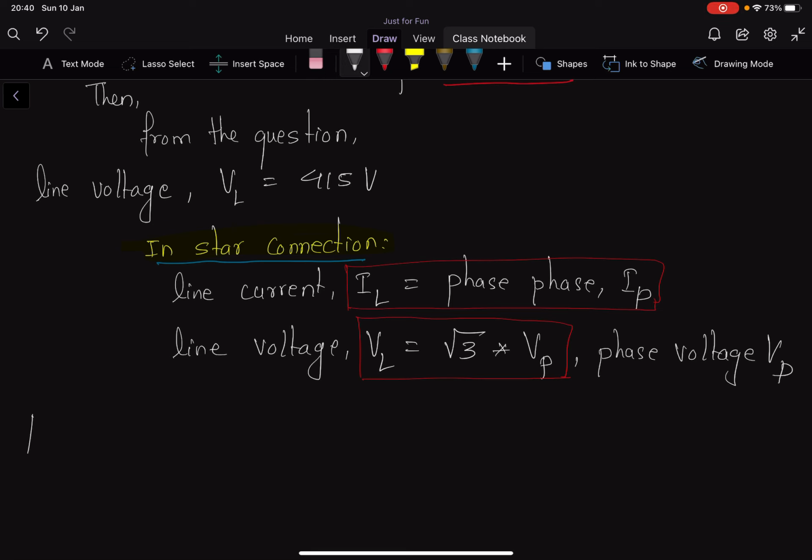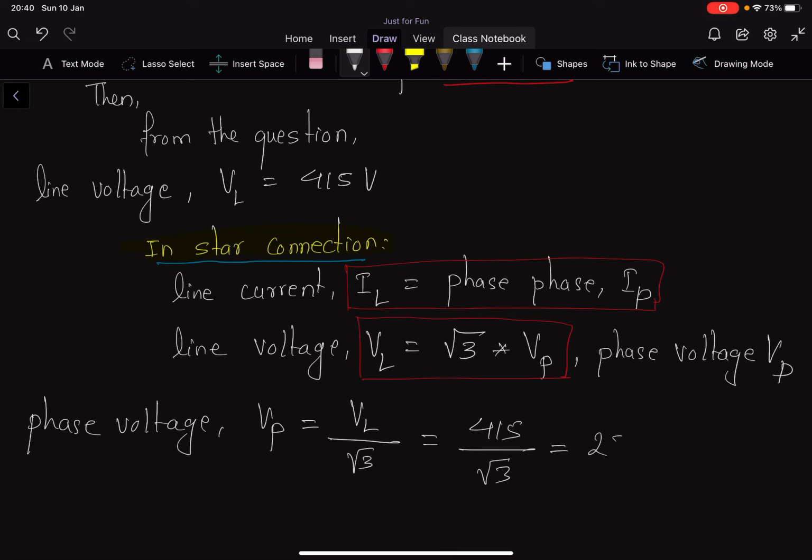So the phase voltage, which is VP, is going to be VL divided by root 3. So let's find that, which is our 415 divided by root 3. If we use this in a calculator, what are we going to get? We're going to get 239.6 something. So I'm going to just use 239.6 volts. So that's my phase voltage.